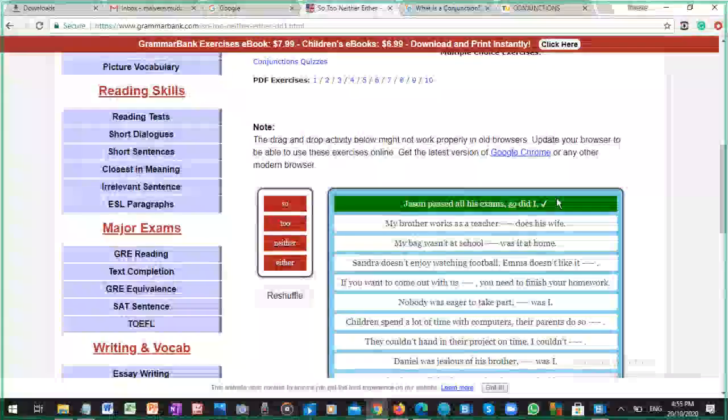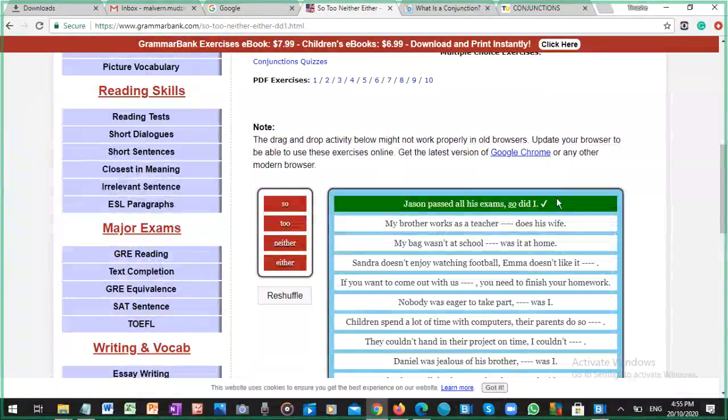All right. Then, my brother works as a teacher, dash does his wife. There is no either. There is no or. There is no no. So the answer is between so and too. What do you think is the correct one?